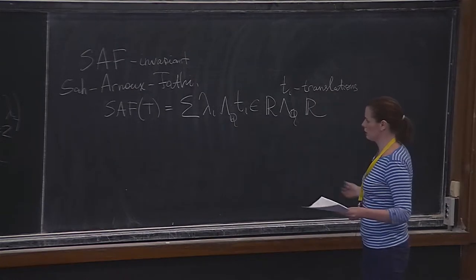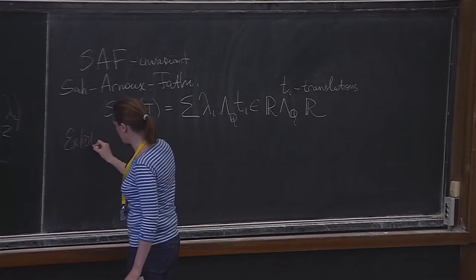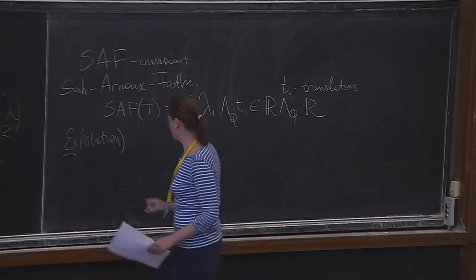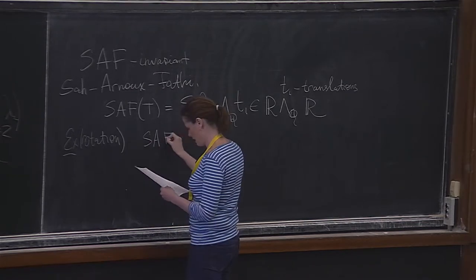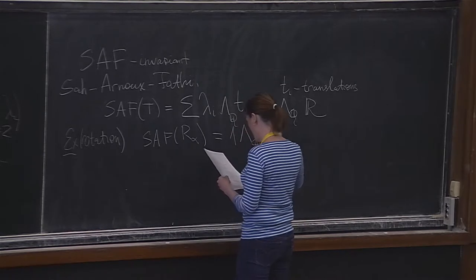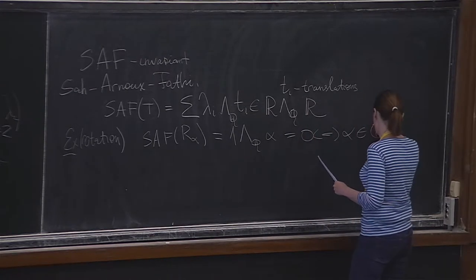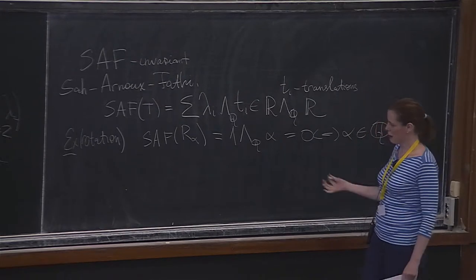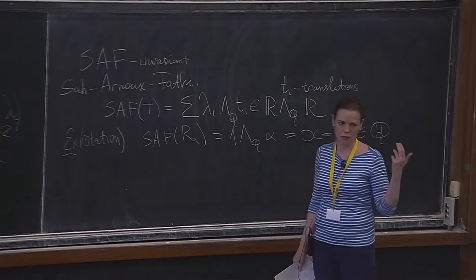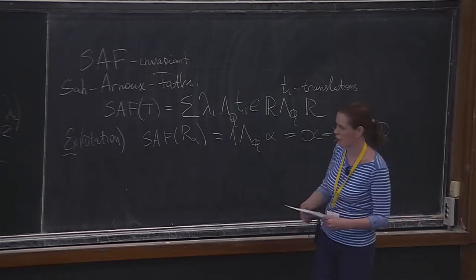And just to make it more understandable, let me calculate it for the rotation. Then I will explain what it means to be invariant and why people care about this thing. So the rotation is very simple. SAF of R_alpha is 1 over alpha. So it is equal to 0 if and only if alpha is rational. And indeed, what one would expect is that the dynamics is pretty different. SAF vanishes only when we have finite orbits, and when SAF is different from zero, it means that all our orbits are everywhere dense.